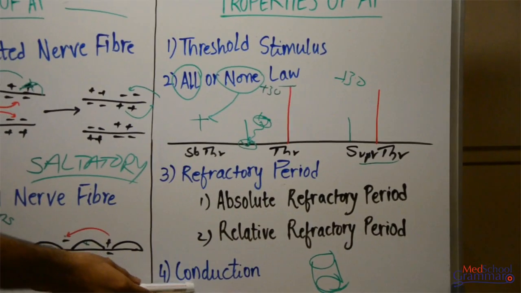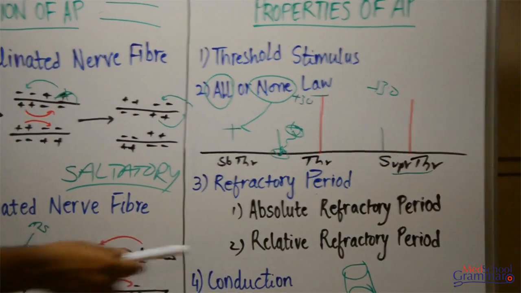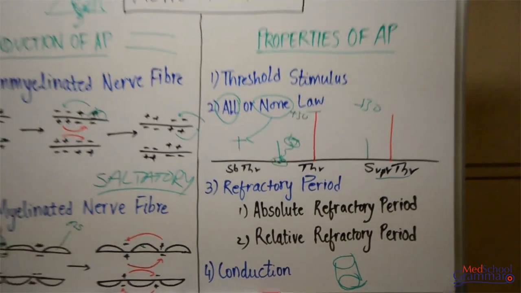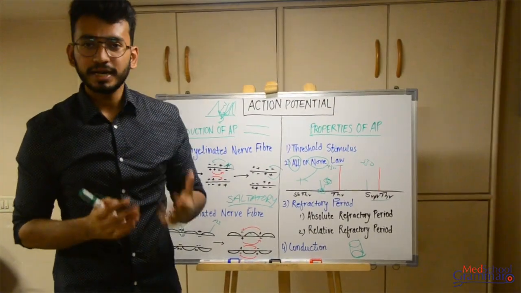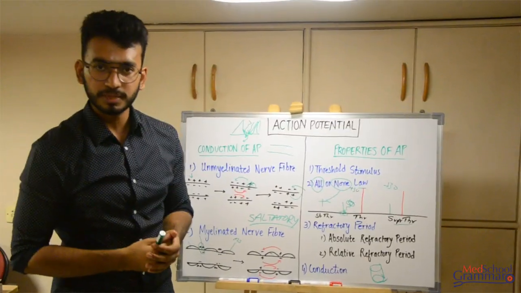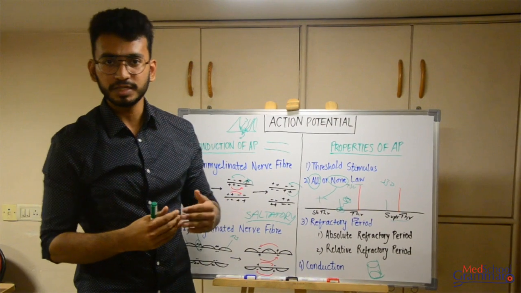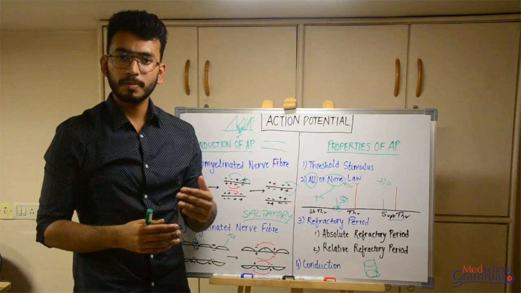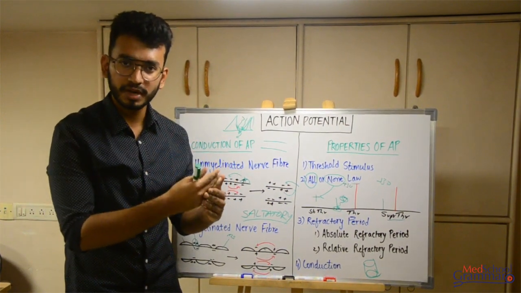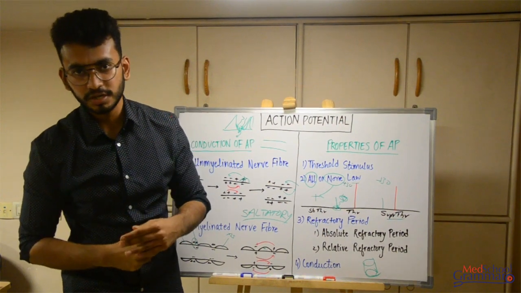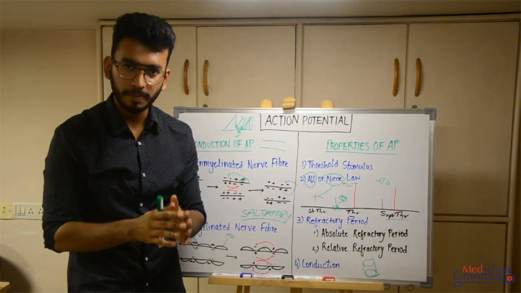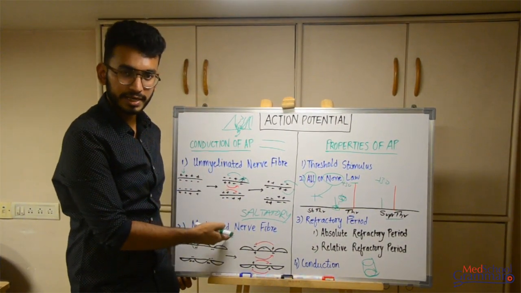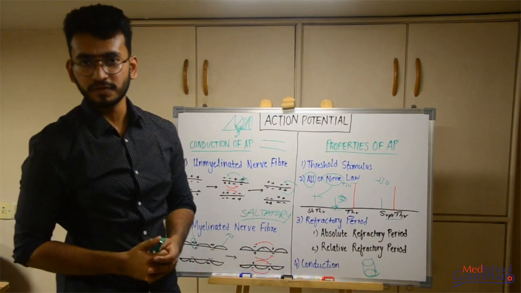The fourth and final property is conduction, which we have discussed here: action potential is conducted, it is propagated throughout a nerve fiber. Now we have talked about action potential in great detail. To summarize, we have introduced action potential, the brief sequence of changes in membrane potential. We've talked about the ionic basis of action potential, the action potential curve, state of polarization, depolarization, repolarization, hyperpolarization, and the molecular basis of each one of them. Then conduction of action potential in unmyelinated and myelinated nerve fibers. And lastly, the properties of action potential.